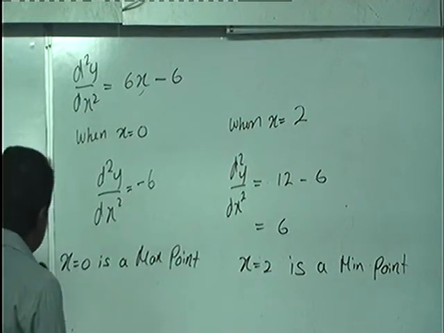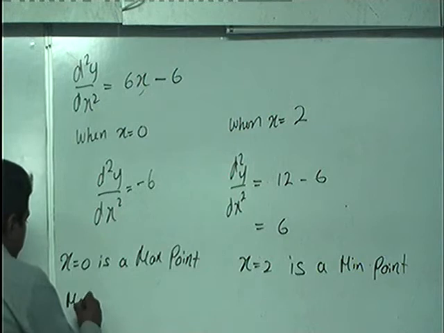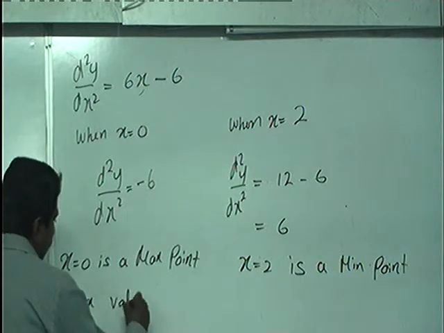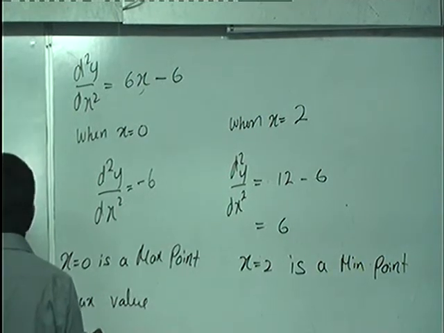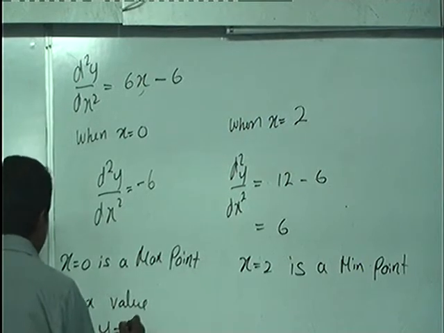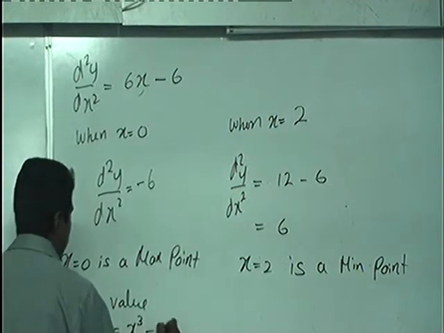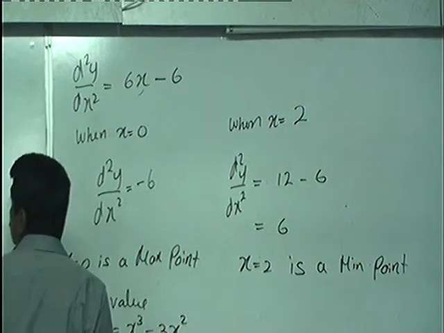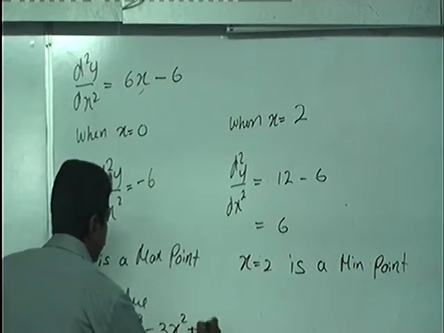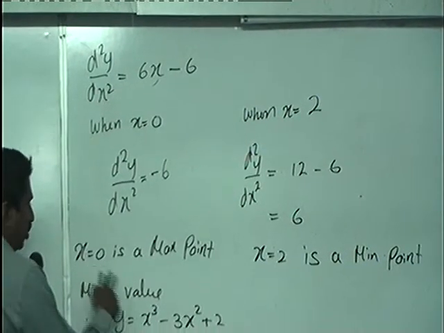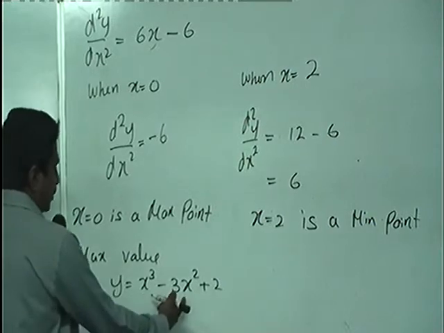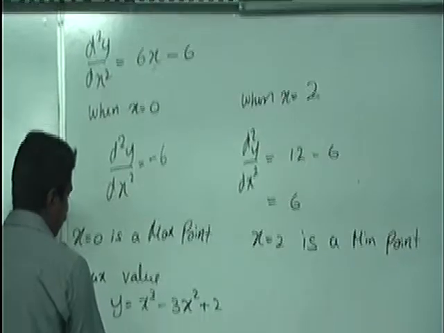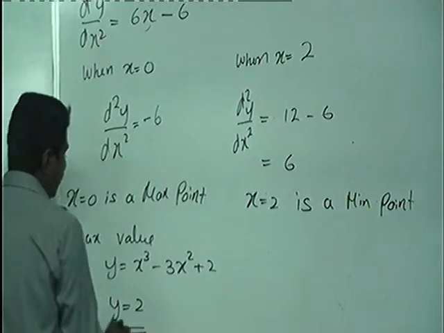Then what is the maximum value? Substitute your answer in the formula. Y is equal x to the power 3 minus 3x squared plus 2. When x equals 0, this goes to 0, this goes to 0, the answer is 2. The maximum value is 2.